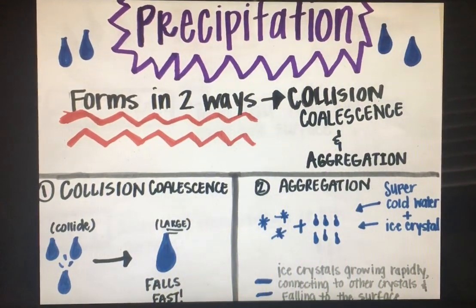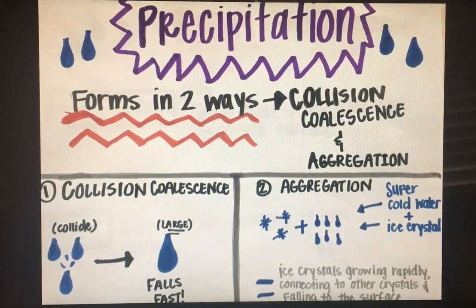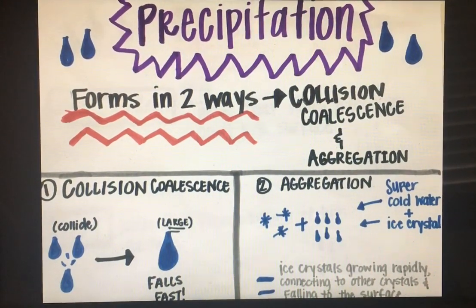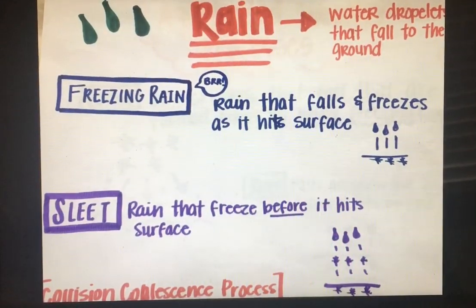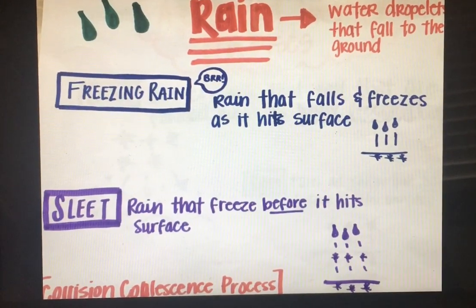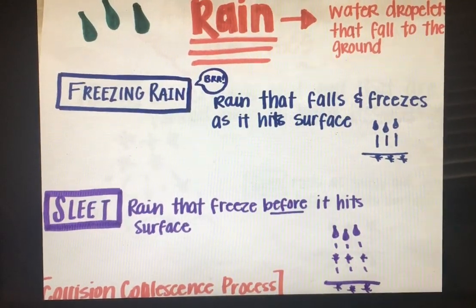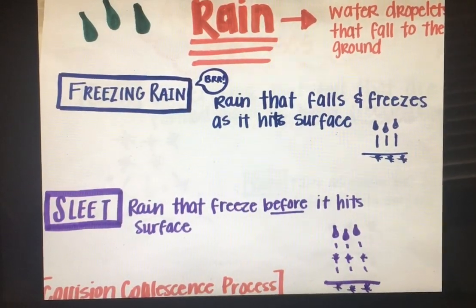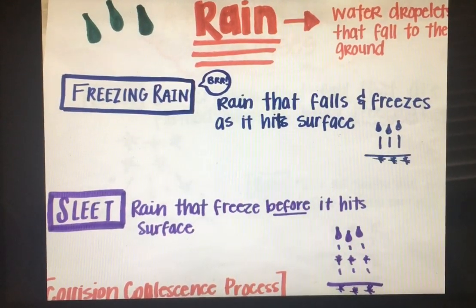Aggregation is when super-cold water and ice crystals combine. They grow rapidly and connect to other crystals and fall to the surface. Rain is water droplets that fall to the ground. Freezing rain is rain that falls and freezes as it hits the surface, whereas sleet is rain that freezes before it hits the surface. These are both collision coalescence processes.